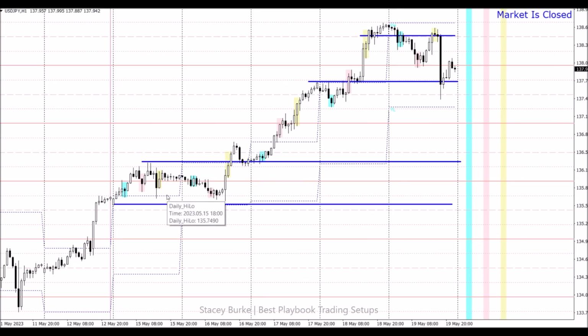Day 1, opening range. Day 2, initial balance. Day 1, longs in the market. Day 3 goes parabolic. Day 2, longs in the market. Thursday, day 3, longs in the market.